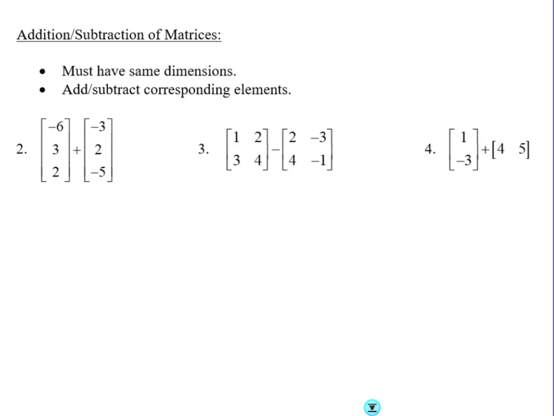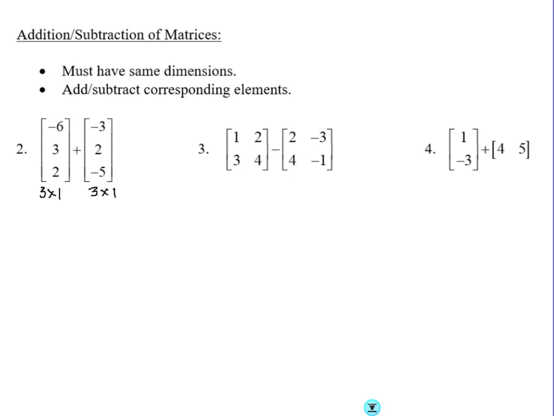So here we have 2 matrices. If I double check their dimensions, this is a 3 by 1 matrix, and so is this one. They both have 3 rows and 1 column, so because the dimensions are the same, we can add them together.